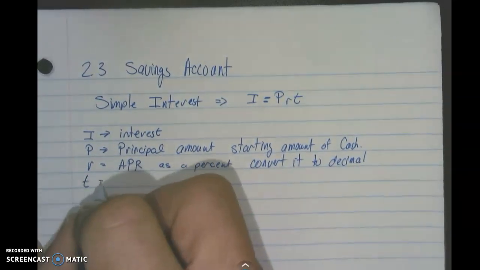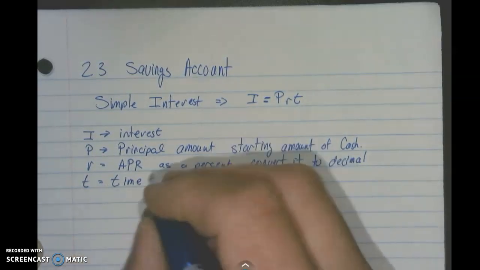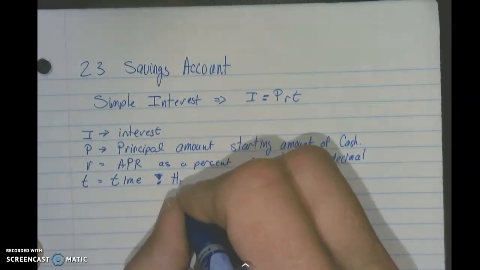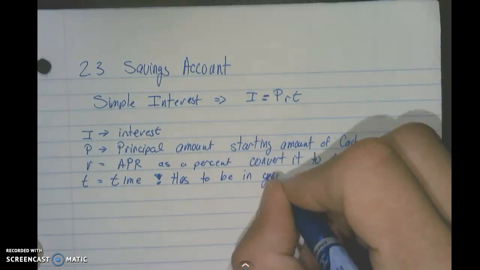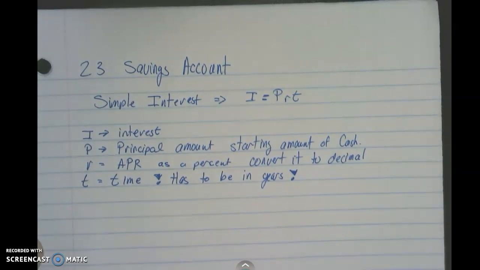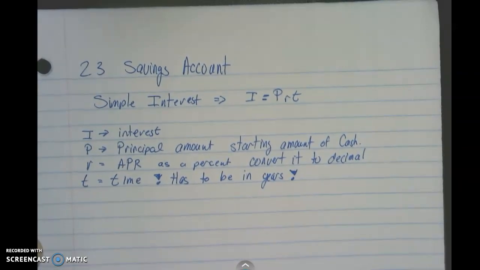And then T, we have time. Okay? Now this is something you really need to pay attention to. All right? Time has to be in years. So if I tell you it's 18 months, that's 1.5 years. Okay? So you've got to convert it into years. So that means you might have to divide by 12. Why 12?